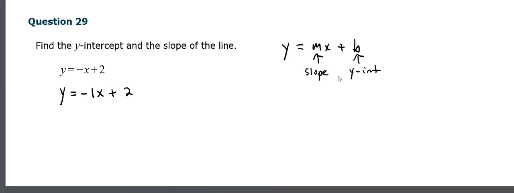So remember, the slope would be the coefficient of our x, the value in front of x. So our slope would be -1, and our y-intercept would be 2, or as an ordered pair, 0, 2.